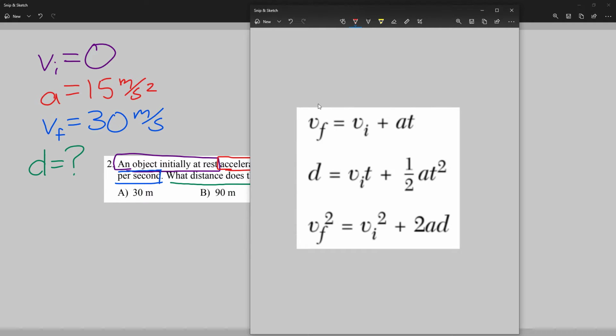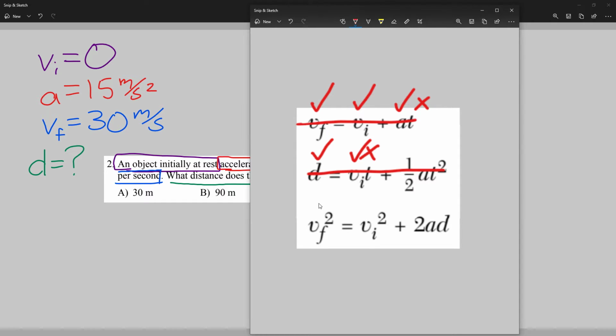Let's look at the first formula. Do we have VF? Yes, we got VF. Do we have VI? Yep. Do we have A? Yep. But do we have T, or are we solving for T? No, we're solving for D. So we can't use this formula at all. Let's look at this one. Do we have D? We're solving for D, so that's fine. Do we have VI? Sure. But do we have T? We don't have T, so we can't use this one either.